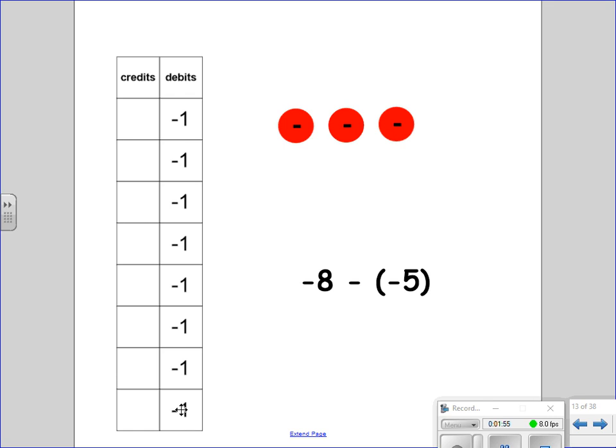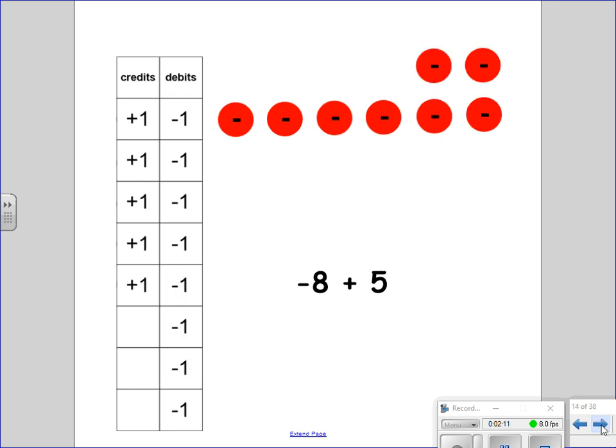Negative 8 minus negative 5 is obviously negative 3. We have negative 8, and we subtract a negative 5. We take away 5 of those negatives. We're left with just 3 negatives, or negative 3. What about option 1?